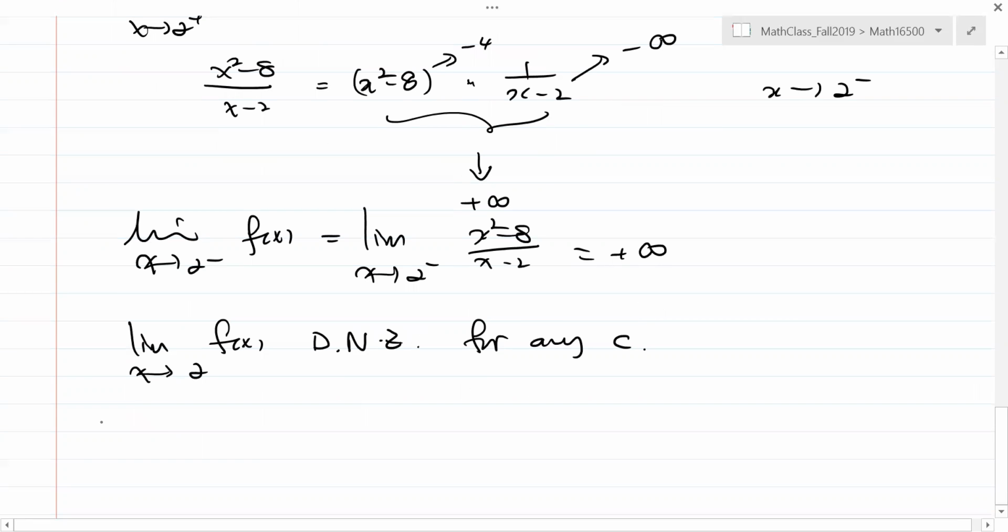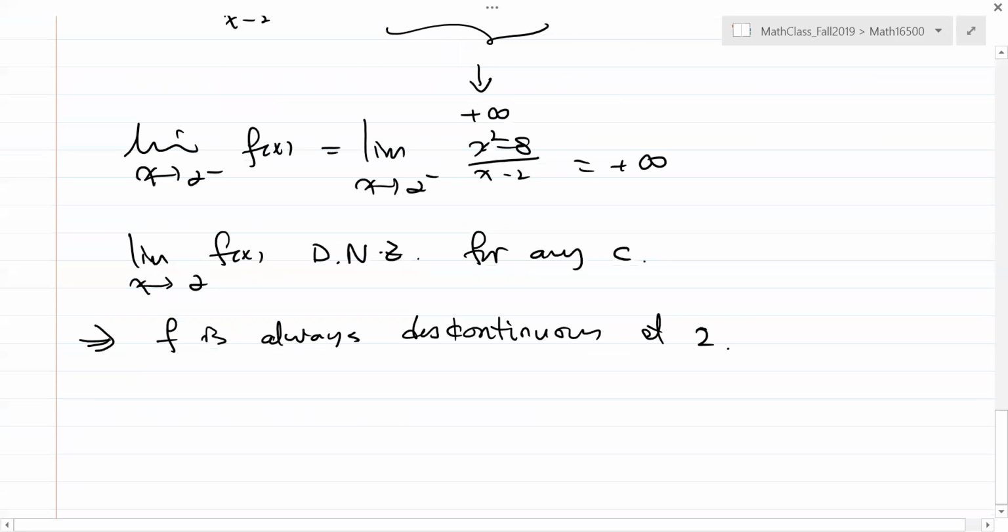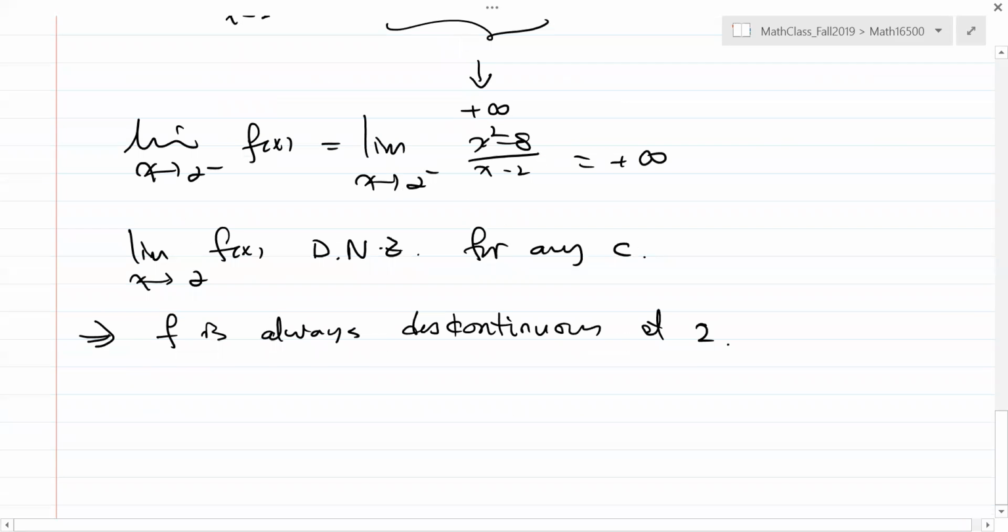So that means f is always discontinuous at 2. Okay. So it will be still a similar type of function, but the conclusion could be no solutions, no value of c guarantees the function is continuous.